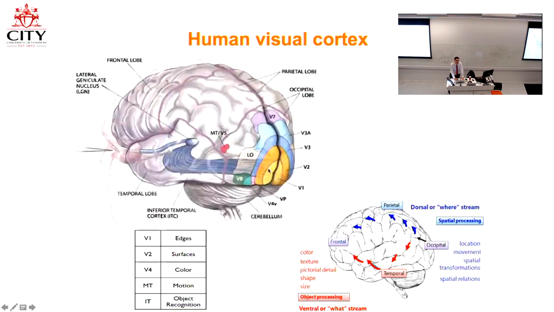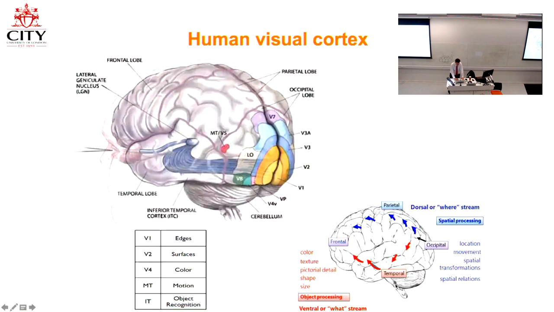V1 is the first layer of our brain processing information, which is basically detecting edges in the images. It finds edges. And then it goes to V2, V3, V3A, V4. And then there are different layers, MT, and so on. So each layer is known to have a specific set of roles in this process. V1 does the edges, V2 does surfaces, V4 color, MT for motion, and IT for object recognition. So as I said, there are two different pathways. Once we go up this area, we go in and up, we will have the dorsal stream, or where, which helps us understand and locate objects.